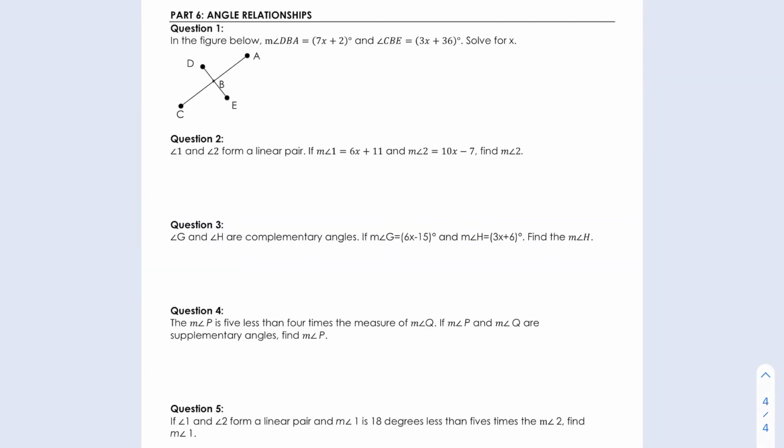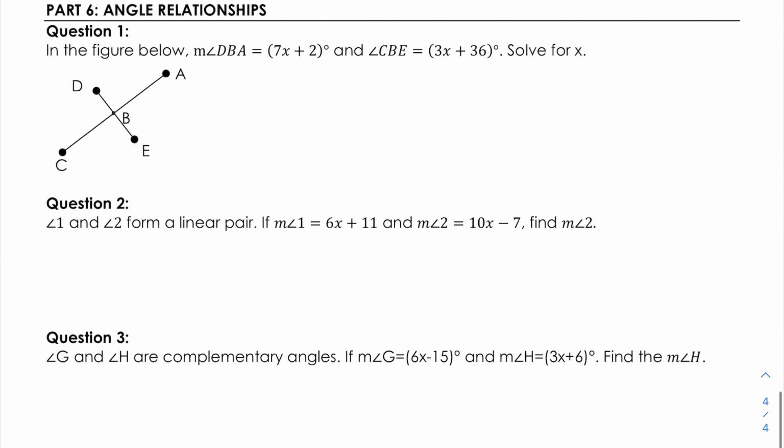Okay, and then this last part is angle relationships. For question 1, we have angle DBA and angle CBE, and we want to solve for x. In order to do these, you really need to first identify the angle type. The angle type on this is vertical. What I know about vertical angles is that they're congruent. So I'm going to set those equal to each other and then solve. I subtract 3x, I get 4x. Subtract 2, I get 34. On this one I get a decimal, which is 8.5, but that's fine.